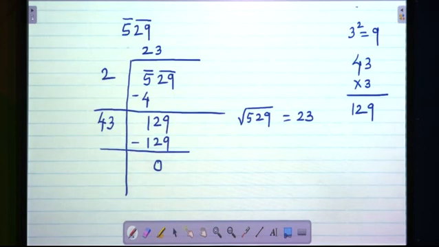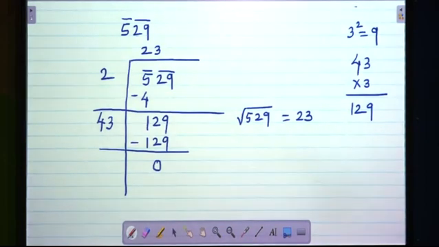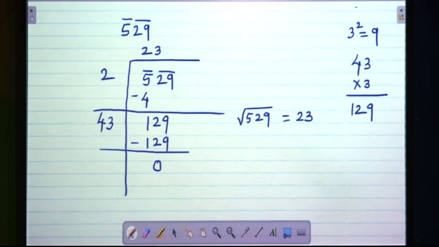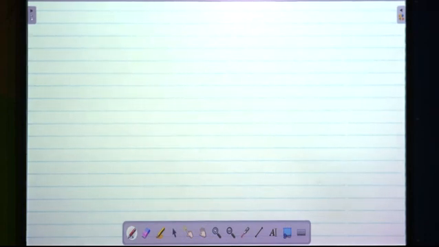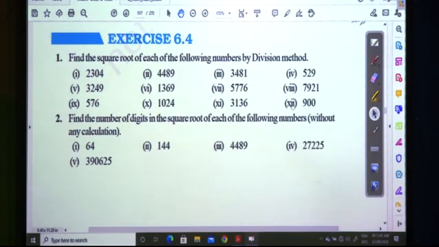When there are 3 digits, how are we doing the grouping? From the right-hand side, the first group will be of 2 digits and the second group will be of only 1 digit. Let us see the next sum. I have solved this.